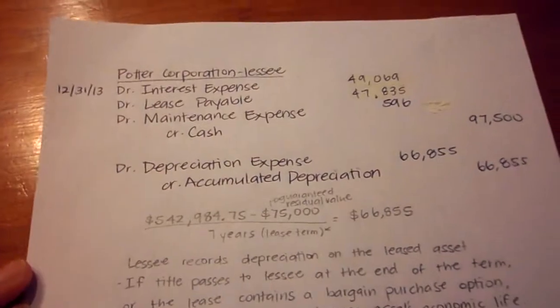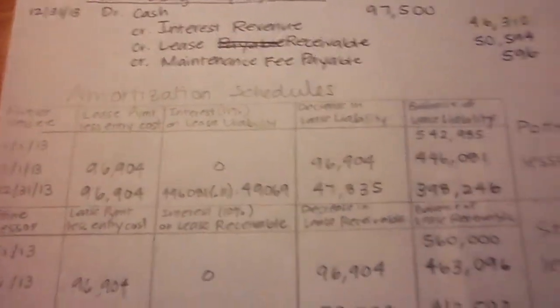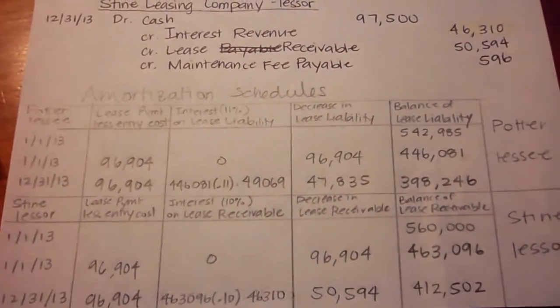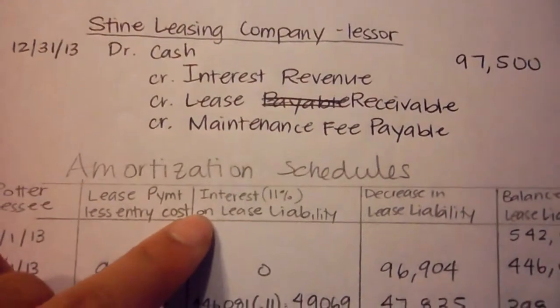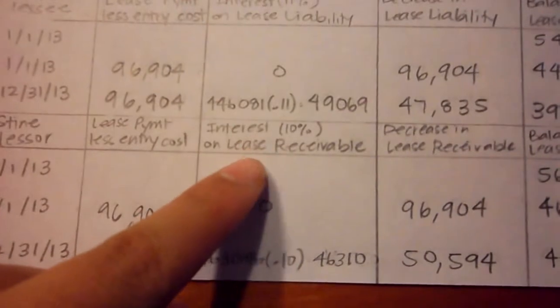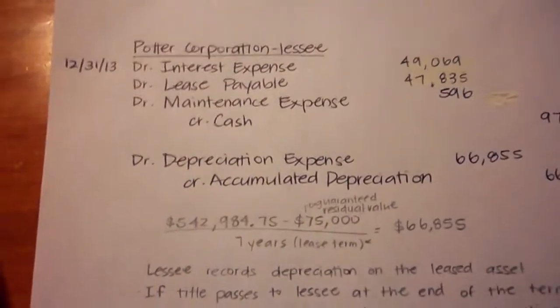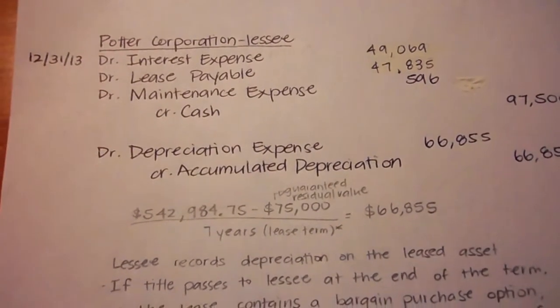So for the lessee, in order to do this, first you need to do the amortization schedules. And here's the amortization schedule for Potter and Stein. For the lessee, Potter, we already determined that the interest rate they would use would be 11%, their own interest rate. And Stein also uses their own interest rate of 10%. And so here are the appropriate journal entries for the lessee.